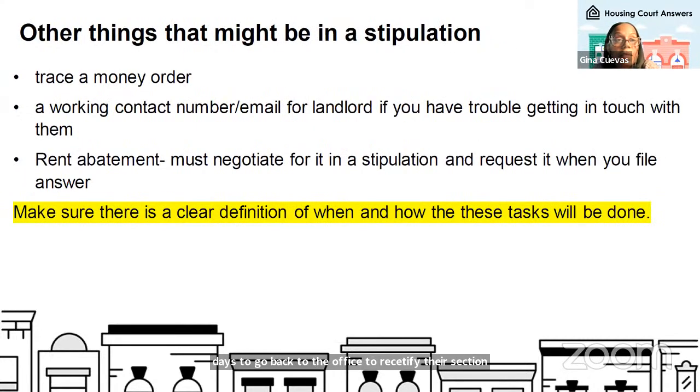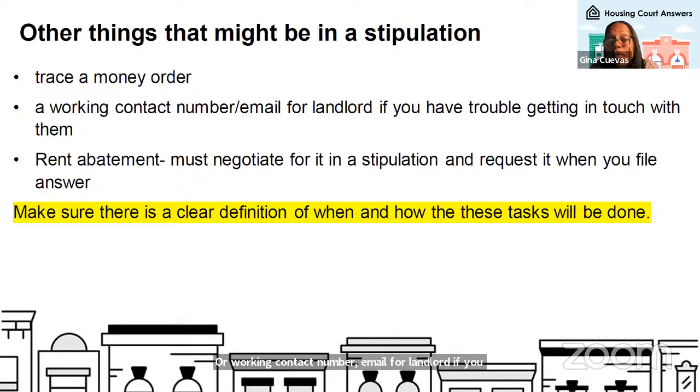Next one, please. Other things that might be in a stipulation: tracing a money order. There will be a date. Tenant has until the end of March to trace money orders. So it is always good to make sure they put in the stipulation how much time you have to trace the money orders. Also a working contact number or email for the landlord, if you have trouble getting in touch with them.